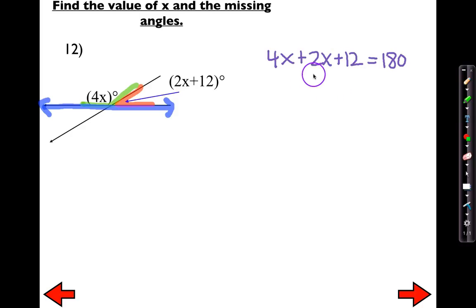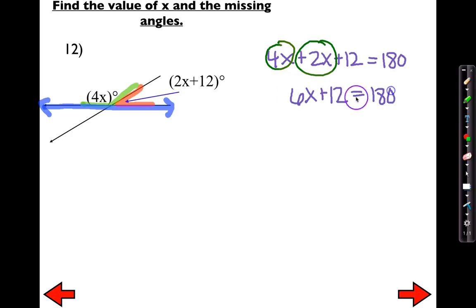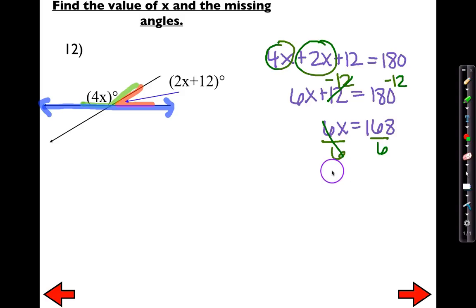So at this point, I can go ahead and combine like terms. So I'm going to gather 4x with positive 2x, leaving me with 6x plus 12 equals 180 degrees. Now at this point, I'm just going to go ahead and do the inverse operation, which is to subtract 12 from both sides, which is going to leave me with 6x equals 168. Now what I'm going to have to do is divide both sides by 6. You'll notice here that the 6's cancel each other out.